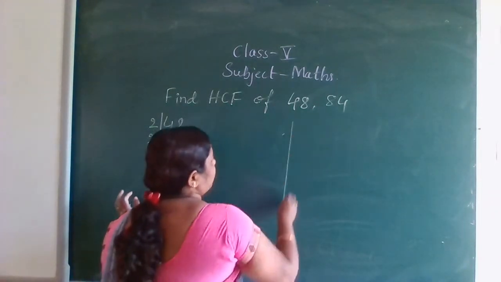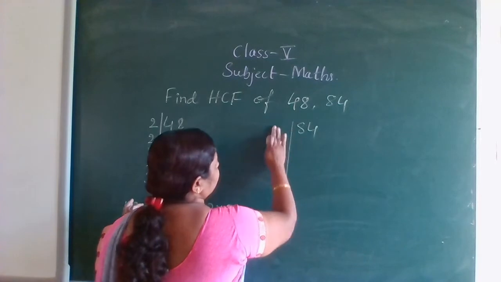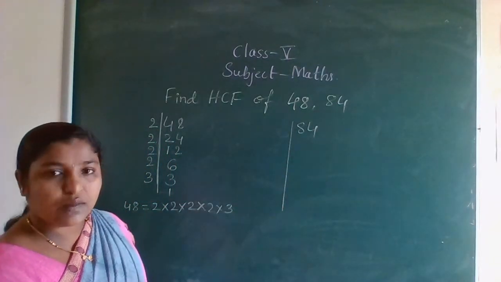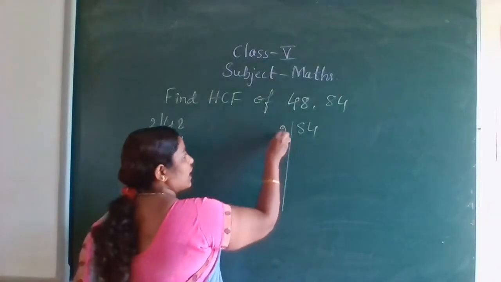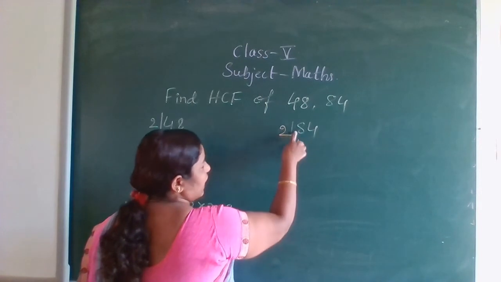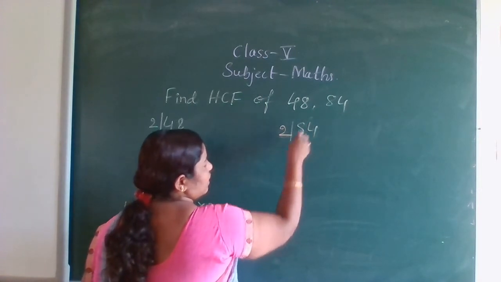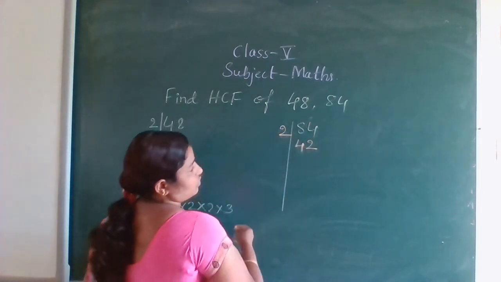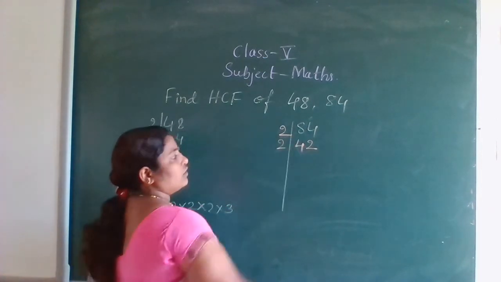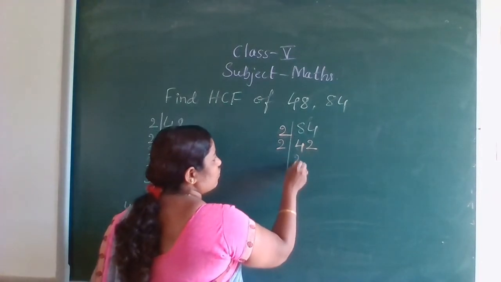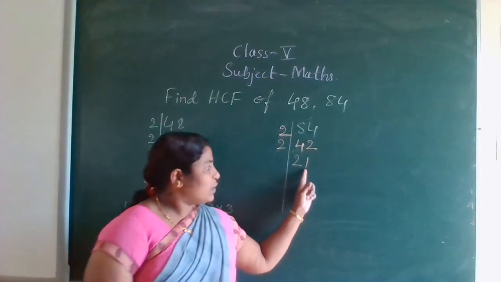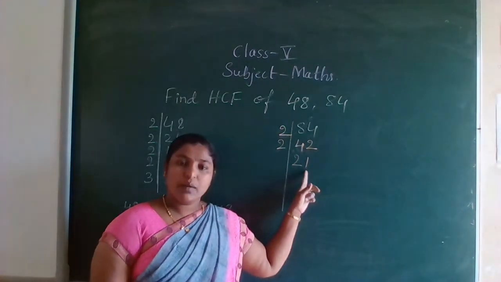Now identify the factors of 84. See the ones place. It is 4. So take 2, an even number. 2 4s are 8. Again 4 is remaining. 2 2s are 4. Now 42, the ones place is again 2. Take 2 again. 2 2s are 4, 2 1s are 2. Now see the ones place. 1 has come, an odd number.